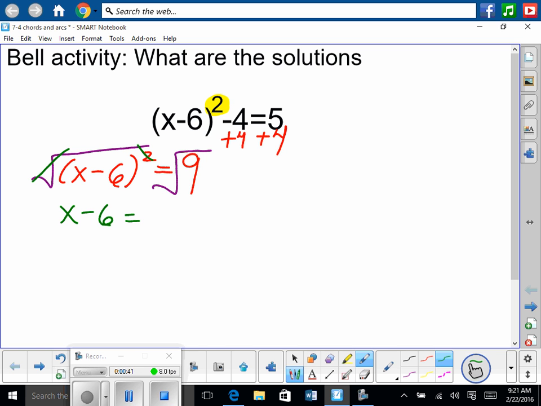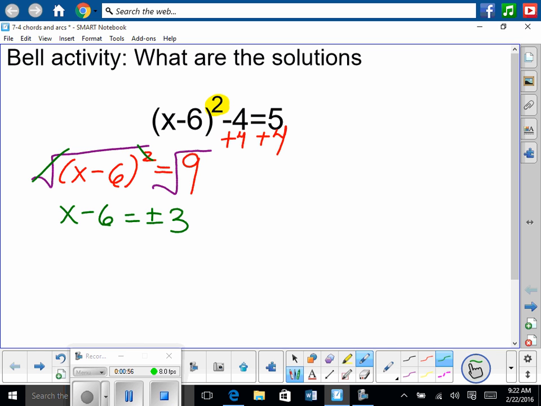When you take the square root of 9, what does it really mean? Doesn't the square root of 9 mean what squared is 9? Isn't that what the square root means? So what squared equals 9? 3. What else? Negative 3. So shouldn't we have put a plus and minus 3 in there?